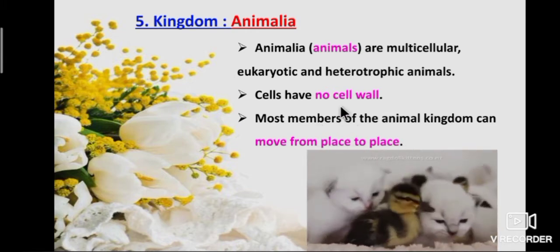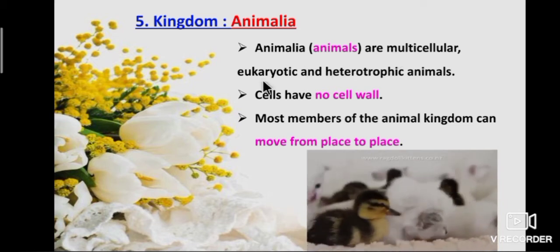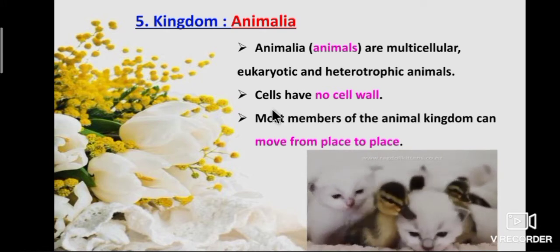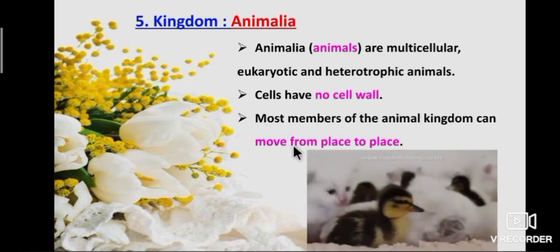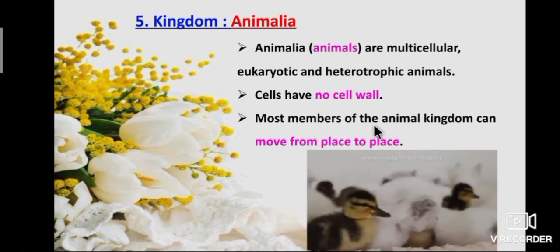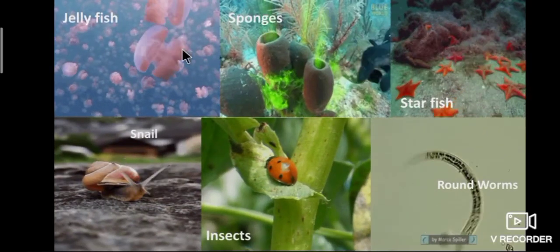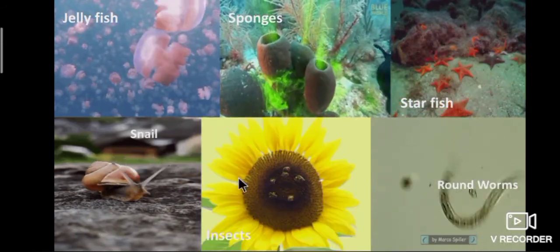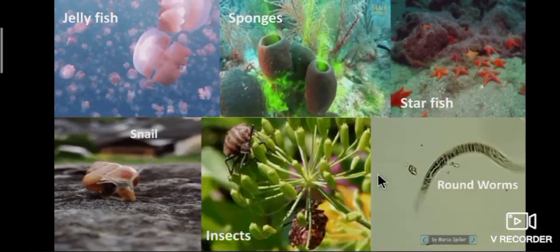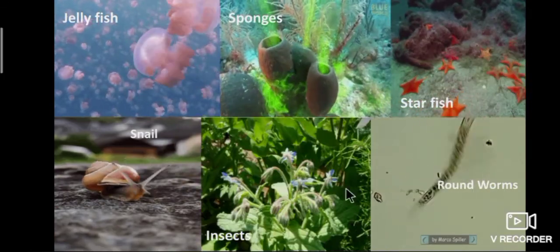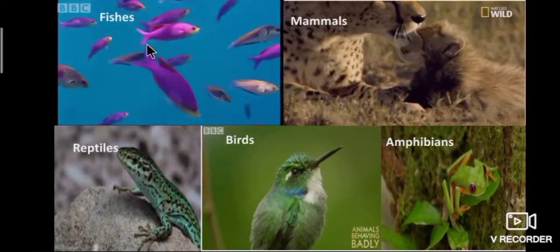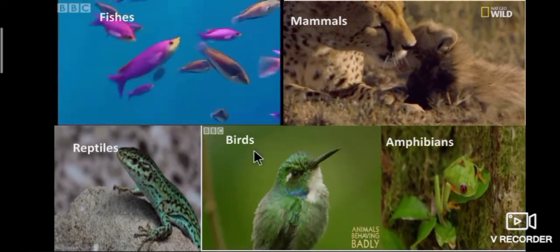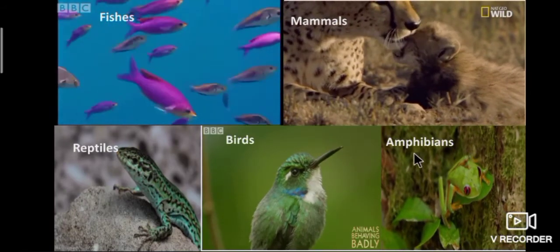So once again we repeat, Animalia are multicellular, eukaryotic and heterotrophic. Cells have no cell wall. Most members of the animal kingdom can move from place to place. Invertebrates like jellyfish, sponges, starfish, snail, insects and roundworms belong to Animalia kingdom. Like that, vertebrates like fishes, mammals, reptiles, birds and amphibians belong to Animalia kingdom.